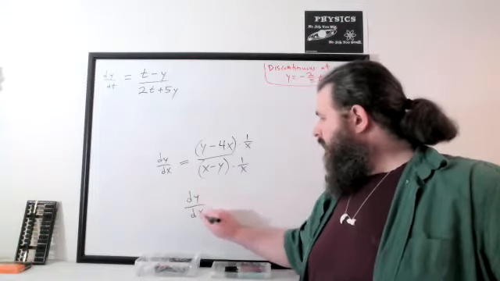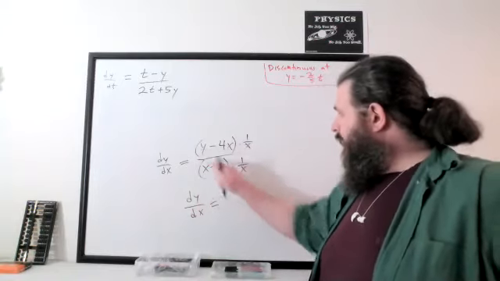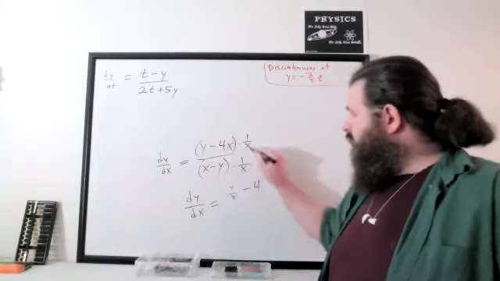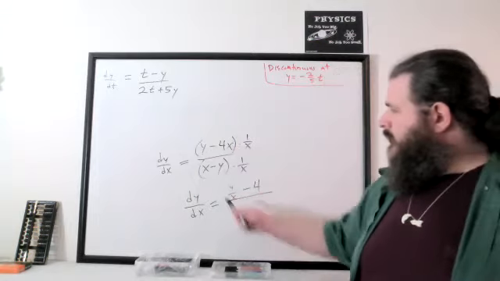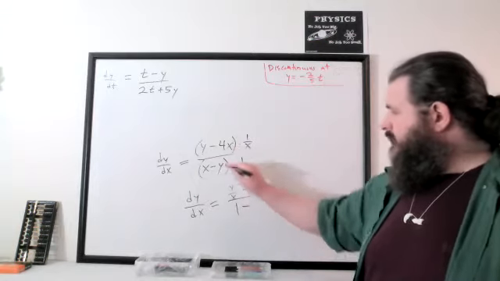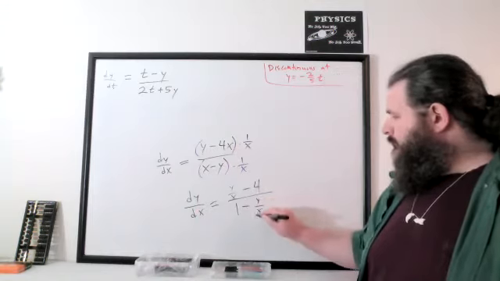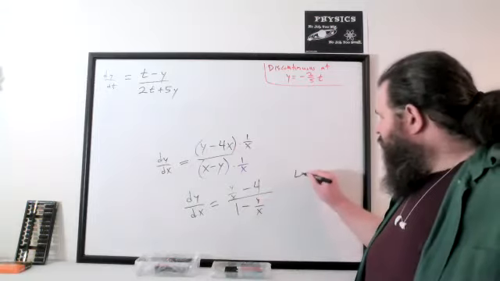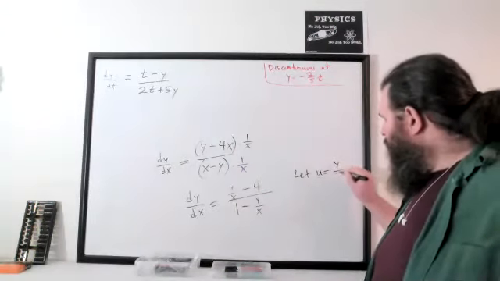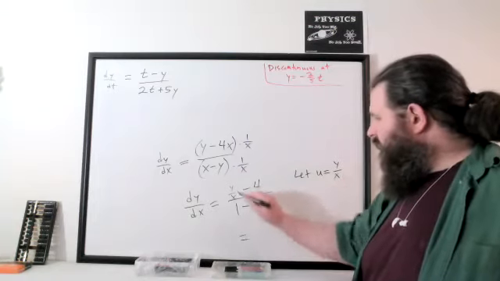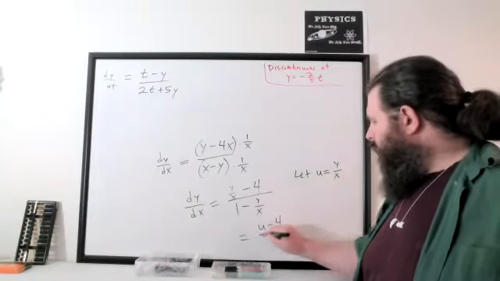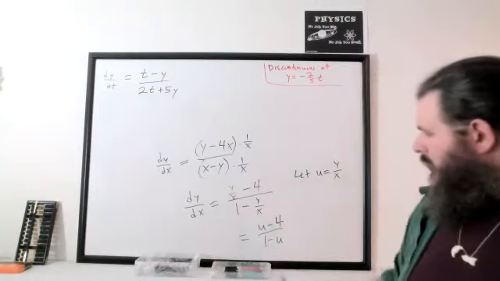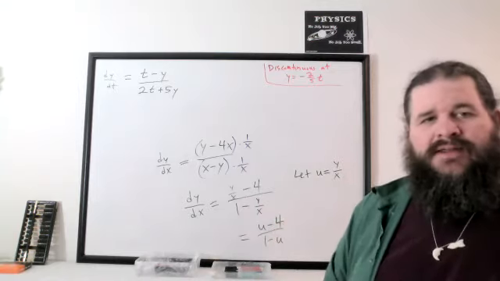So dy over dx would equal y times 1 over x. That's just y over x minus 4, because the x's cancel out, over x over x is just 1 minus y over x. And my guess is if we now introduce a substitution, let's say let u equal y over x, then we get just u minus 4 over 1 minus u. And that, I think, would end up being a lot easier to deal with.